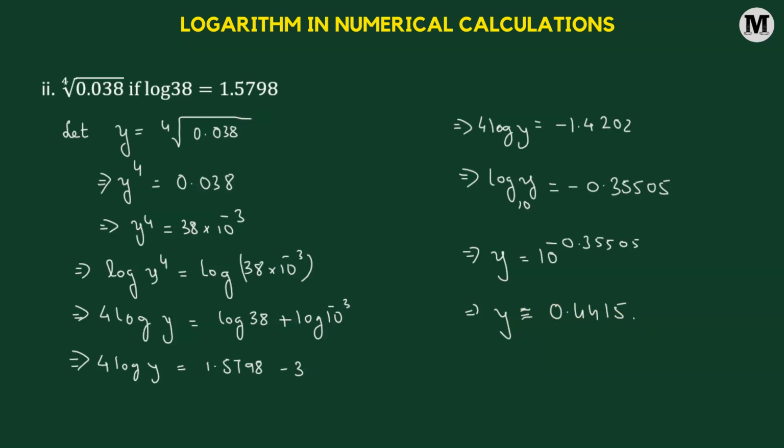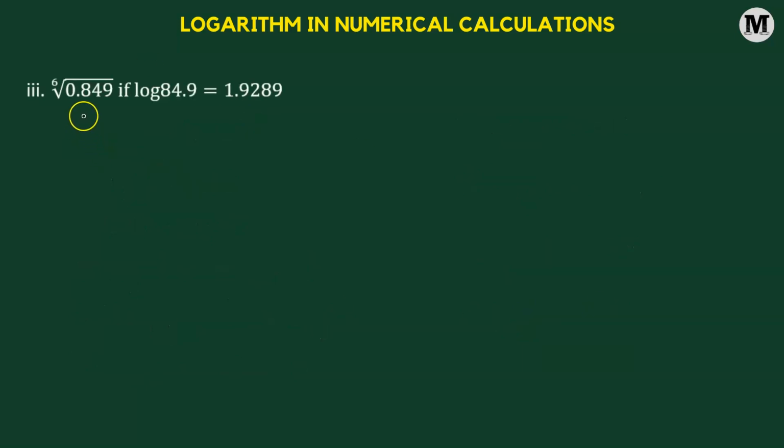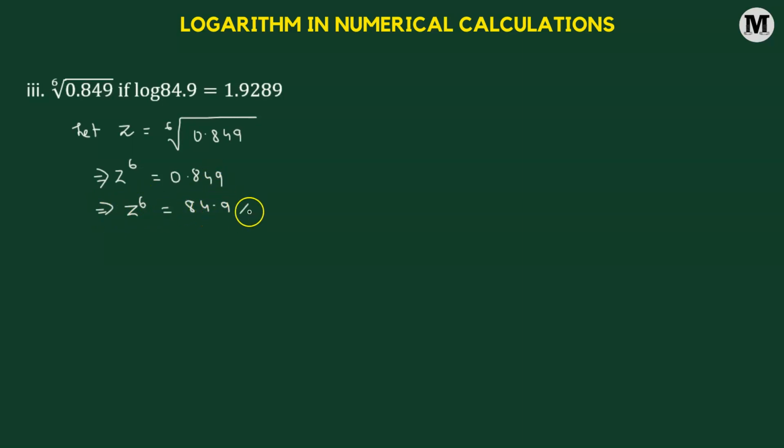0.4415. Now let's go to the final problem. Here we need to compute the sixth root of 0.849. So let's suppose that z corresponds to the sixth root of 0.849. To get rid of the sixth root, we're going to raise both sides to the power of 6. That's z raised to the power of 6 is going to be equal to 0.849. However, the expression on the right hand side, 0.849, we'll write in terms of 84.9. That means we need to multiply with 10 raised to the power of -2.